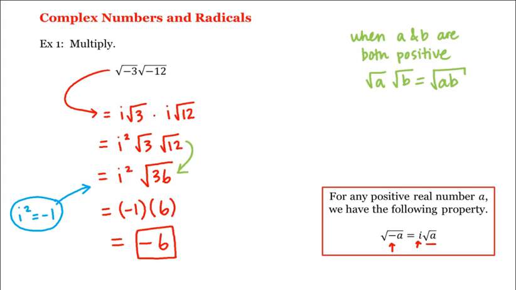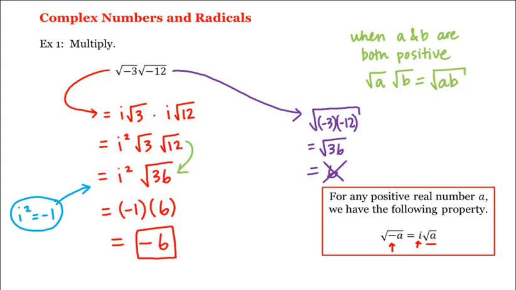But when a and b are both negative, we cannot use this property. Watch what happens if we try to use it from the very beginning. What would we get? We'd have the square root of -3 times -12, which is the square root of positive 36, which is positive 6, not -6. So be really careful here.